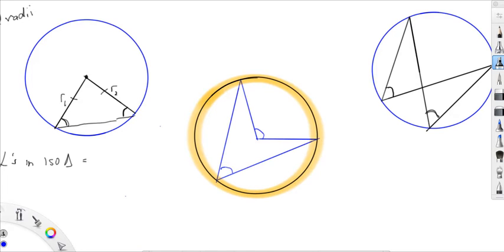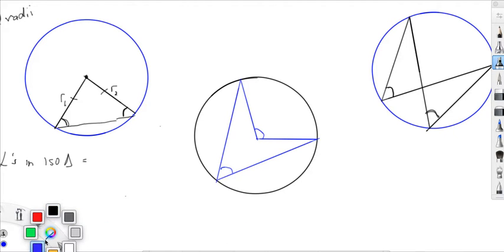Right, so the rule says the angle at the center is twice the angle on the circumference. And we can do a little quick example of that. Basically, if this was 100 degrees, then this angle would have to equal 50 degrees.